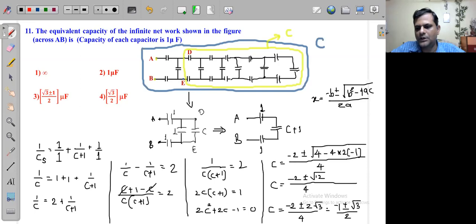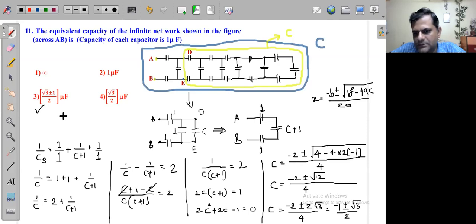upon 2. But as we can just see that this minus 1 minus root 3 upon 2 will be negative, which does not make any sense. So what we have to be left is we have to consider the plus sign only. So therefore plus sign अगर consider करेंगे तो हमको मिलेगा root 3 minus 1. Okay, root 3 minus 1 upon 2, which is there in this option 3 here, microfarad. Okay, so the answer is root 3, not plus 1.